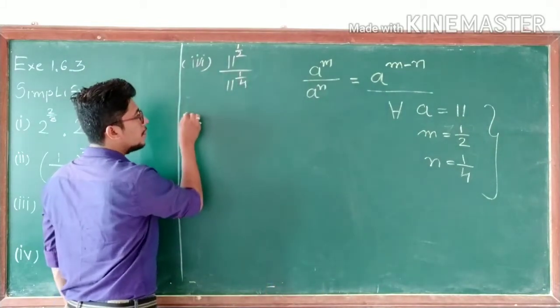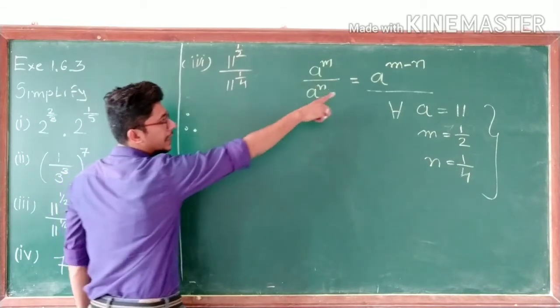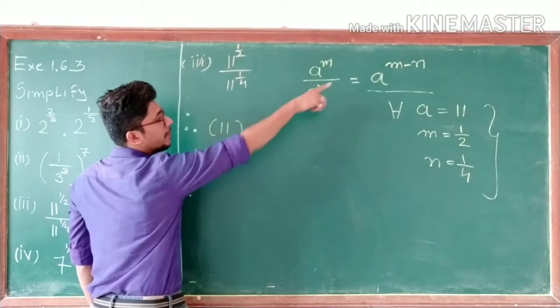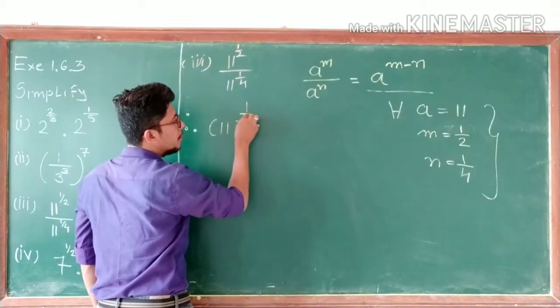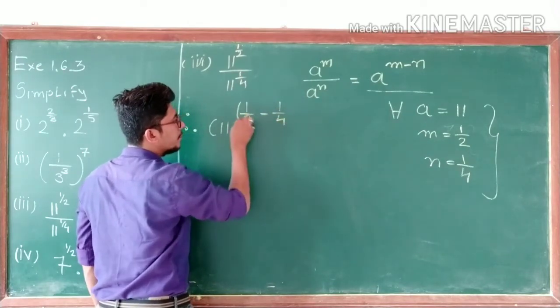So now what will be there? Therefore, a power m minus n: in place of a you have to put 11, in place of m you have to put 1 upon 2, in place of n you have to put 1 upon 4.